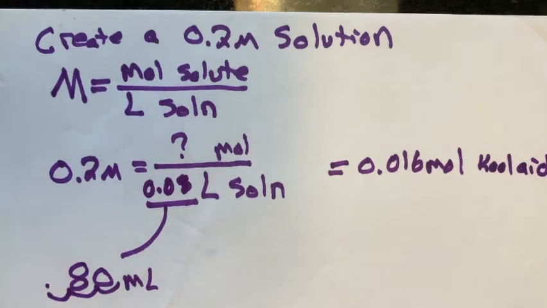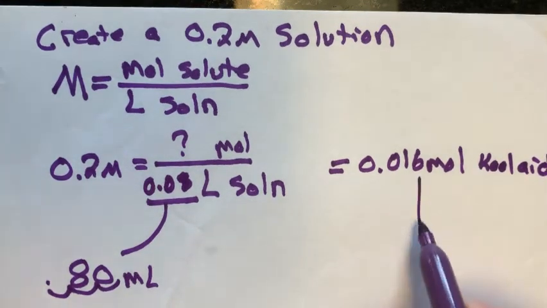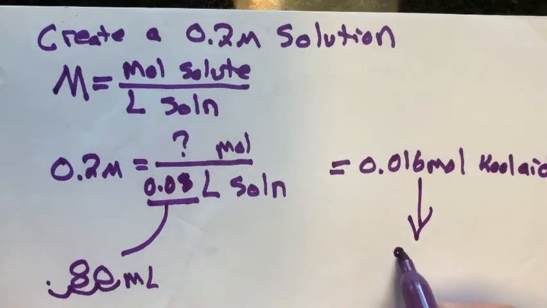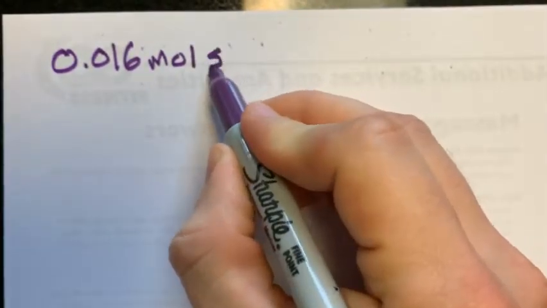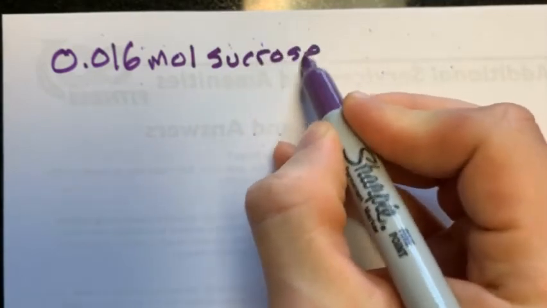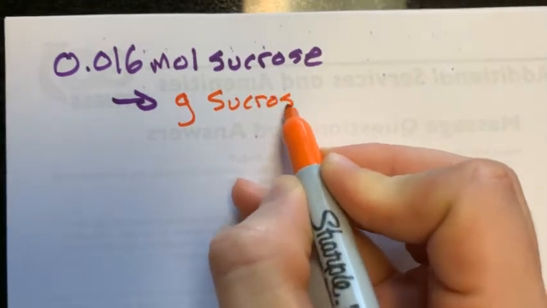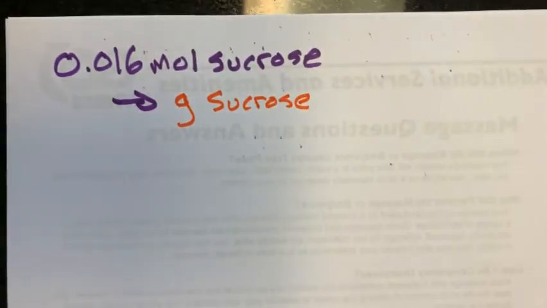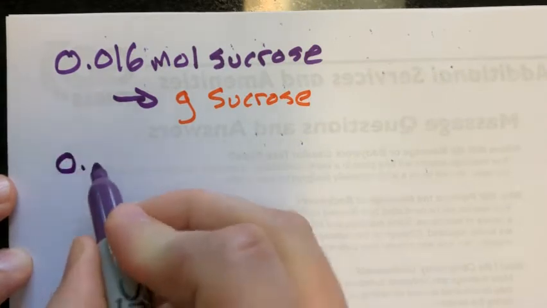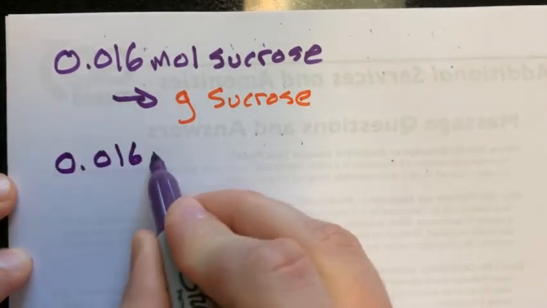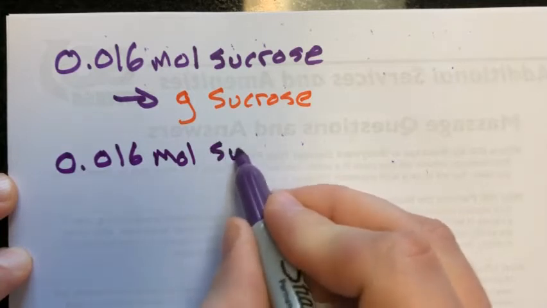Now, I don't have a scale that can measure moles of Kool-Aid, so we need to convert this into grams. Now, we can assume that our 0.016 moles of Kool-Aid is 100% sucrose. So we're going to convert that into grams of sucrose. What do we have to do? You got it. Train tracks. Here we go, 0.016. Start with what we're given. Let's write it as a fraction over 1.